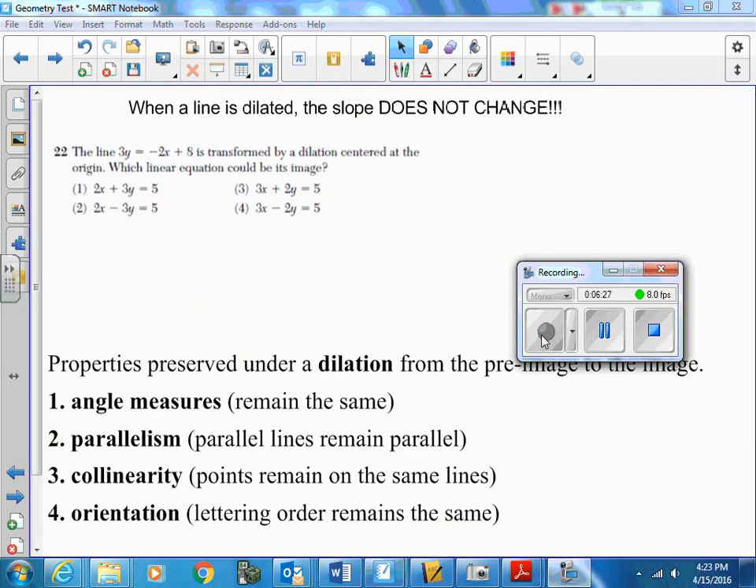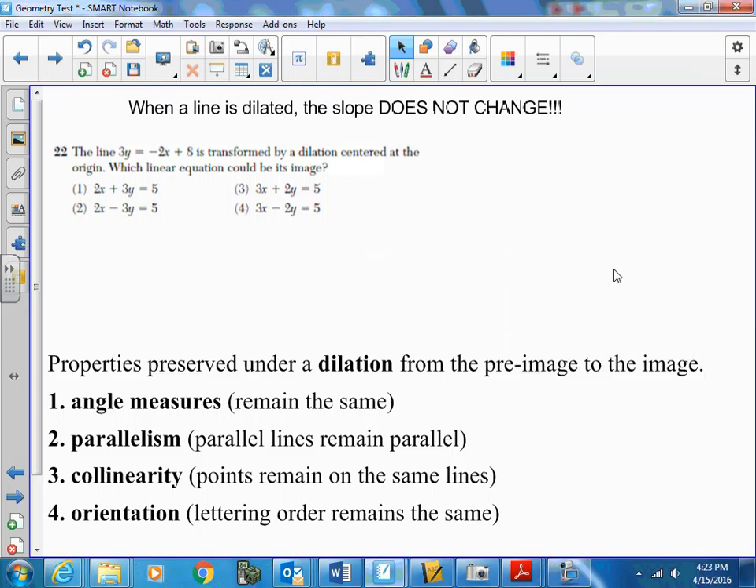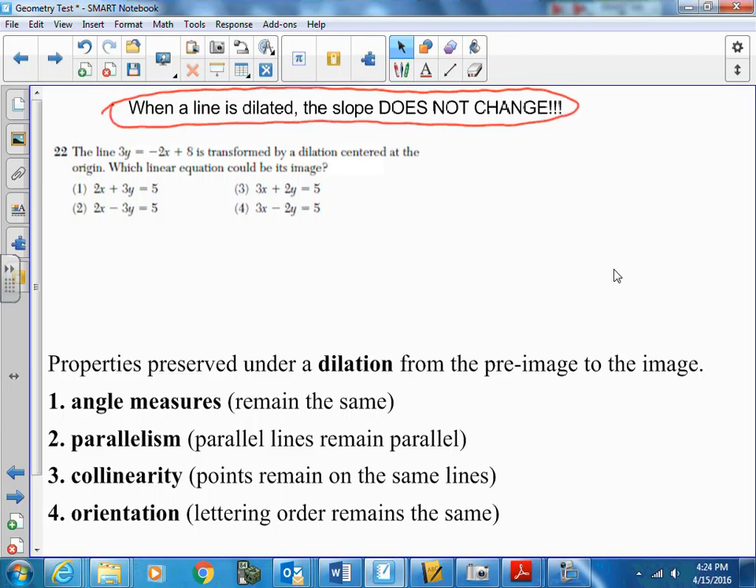All right, on number 22, a couple things I want you to write down. At the top, when a line is dilated, the slope does not change. That's going to help us answer this question. Also, down here, a couple more properties about dilations. Angle measures remain the same. Parallelism. That means all the lines that are parallel are going to remain parallel. Collinearity. That means points remain on the same lines. Orientation means the lettering, or the order, remains the same.